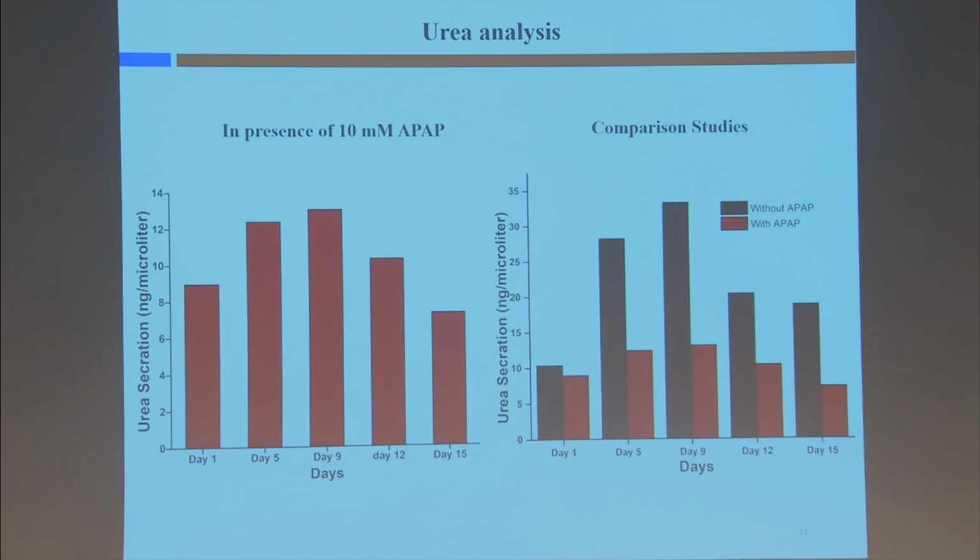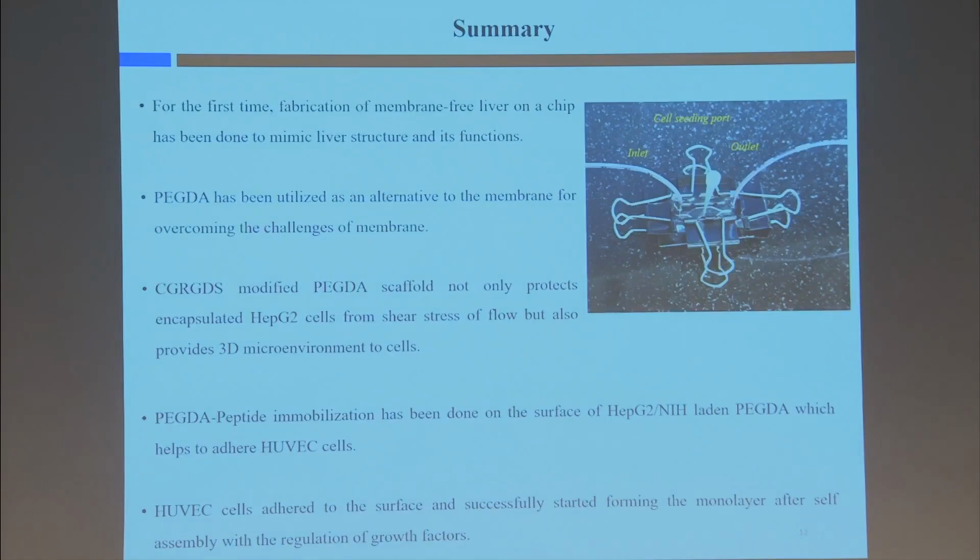We have done the comparison without drug and with the drug. So for the first time, we have developed this membrane-free liver on a chip platform, which not only overcomes the challenges of the membrane, but can also act as a 3D liver tissue chip. This PEGDA hydrogel is not only providing the 3D microenvironment to the cells, but also protecting the cells from the shear stress of flow.